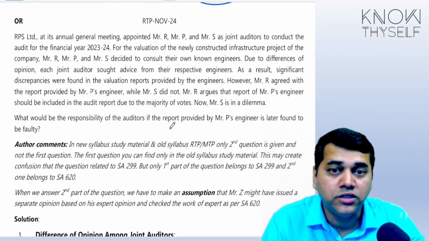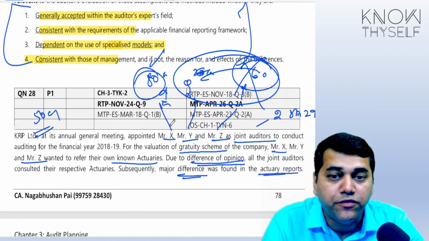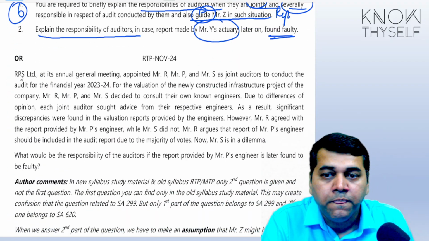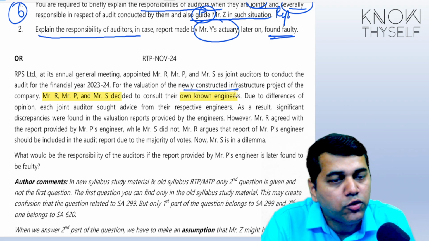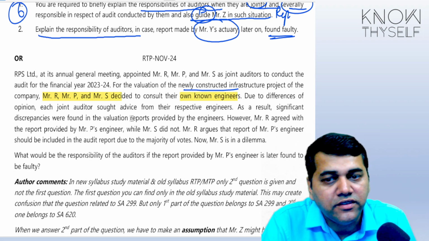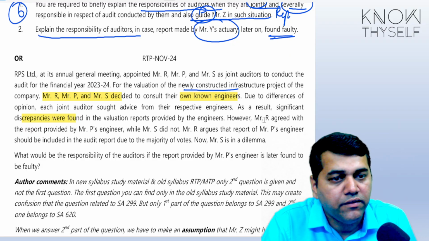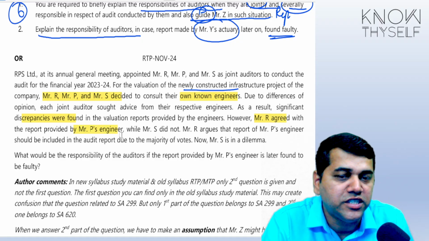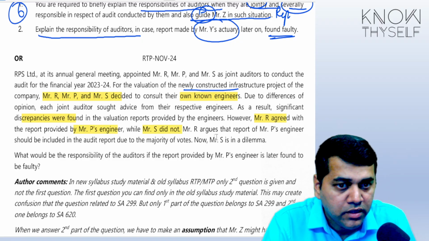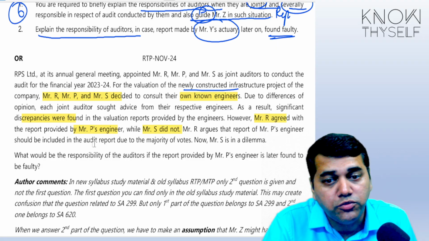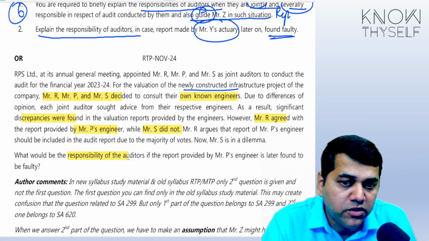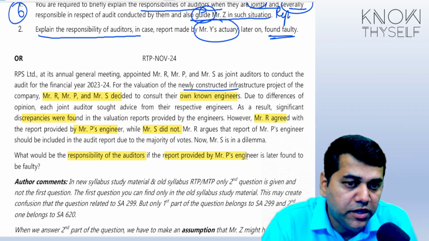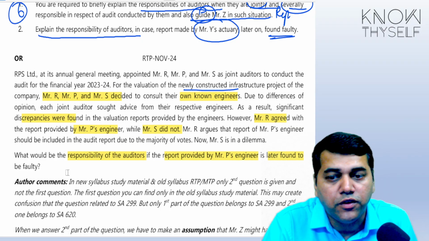Okay, very nice question. Let us see in RTP November 24 how this question came. RPS is the AGM for the valuation of a newly constructed infrastructure. RPS decided to consult their own engineers as a significant discrepancy was found. However, R agreed with the report of P's engineer while S did not agree. Now R argued that P's engineer's report should be included in the audit report due to majority of the votes. Now S is in a dilemma. What would be the responsibility of the auditors if the report provided by P's engineer is found to be faulty?